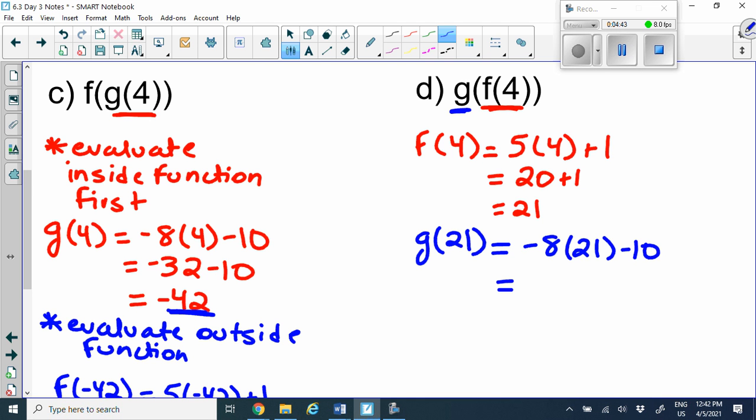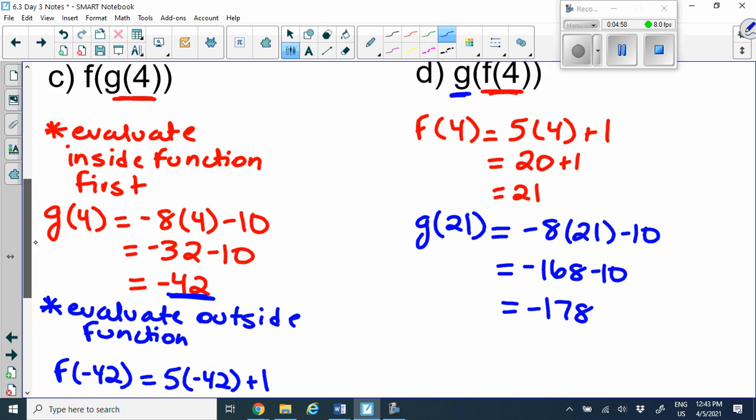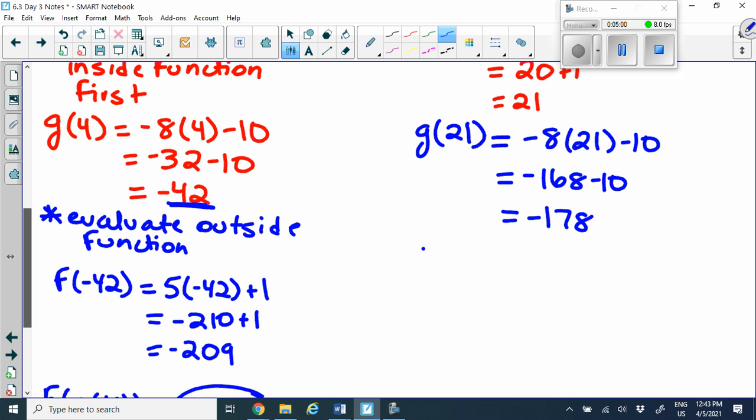So you will probably have to use your calculator because sometimes these numbers can get pretty large. So I have negative 8 times 21, which gives me negative 168. Minus 10, that will give me negative 178. So my final answer here is going to be, so we did g of f of 4 is negative 178.